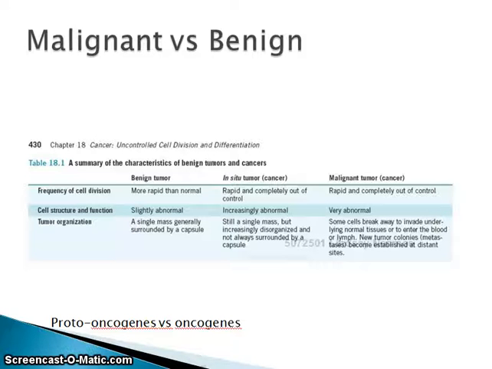So definitely check out this picture. And then at the very bottom of the slide, proto-oncogene versus oncogene. There's a very brief paragraph in your book about that. I encourage you to check out those definitions before you take the exam.